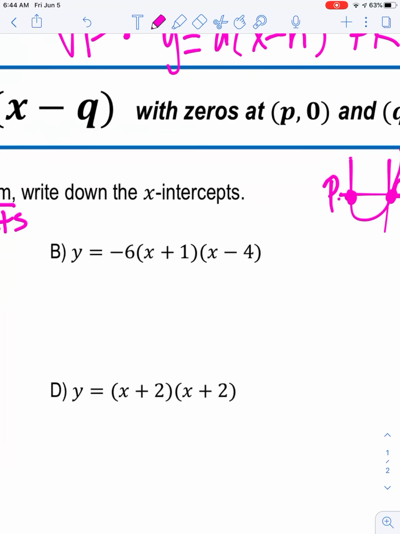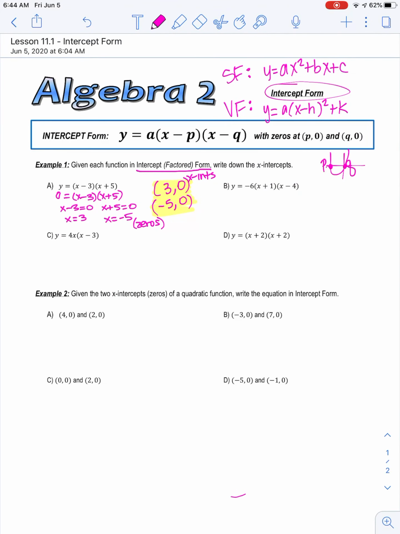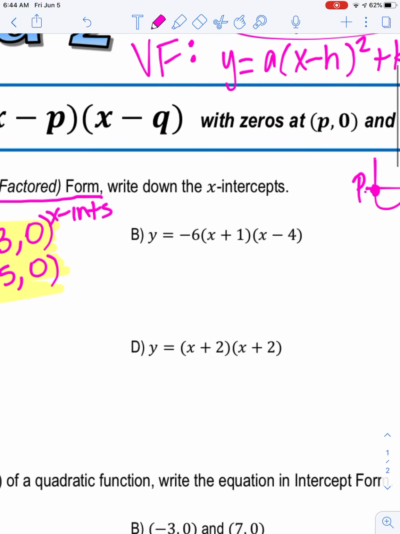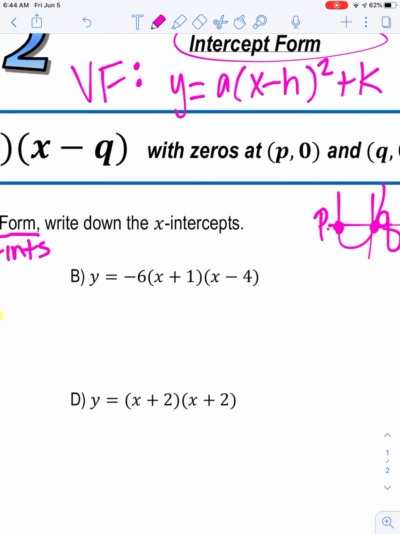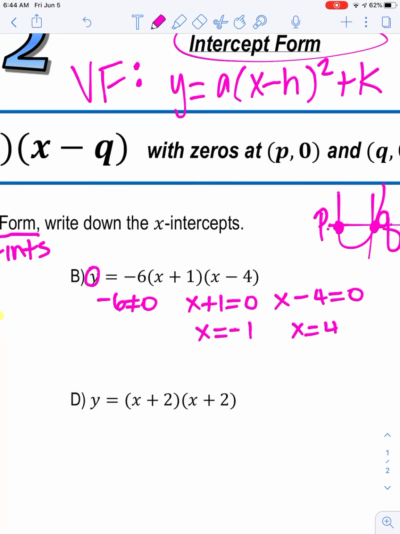All right, part B. This time, we have y equals negative 6 times x plus 1 times x minus 4. Once again, we're plugging in a 0 for y. When we use the zero product property, negative 6 will never equal 0, so nothing happens with that. We need to solve x plus 1 equals 0 and x minus 4 equals 0. Here x equals negative 1, and here x equals positive 4. So my x-intercepts are (negative 1, 0) and (4, 0). Those are my answers to part B.